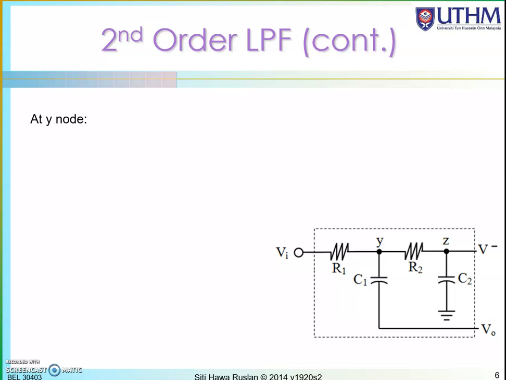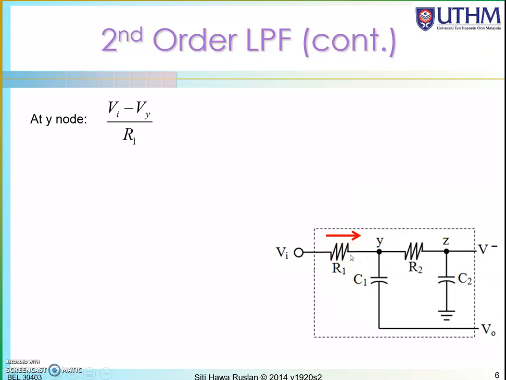Now we look into the dotted block just now, which is the filter. So, I define two nodes over here. This is Y, I call it Vy over here. This node Z is Vz, and it is coming to the inverting terminal of your op-amp. So at node Y, you can have a current. I define the current flowing from Vi to this particular node. So Vi minus Vy, the resistor is R1.